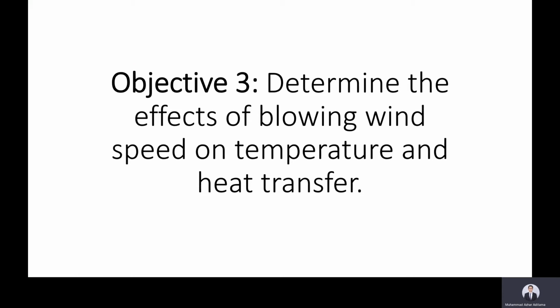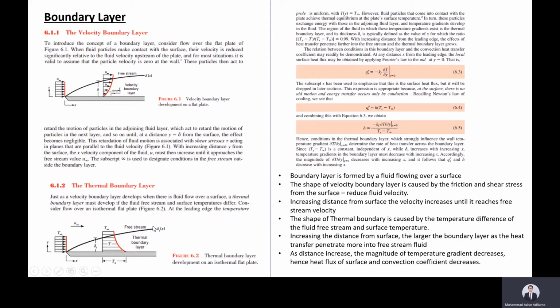The last objective is to determine the effects of blowing wind speed on the temperature and heat transfer, and we can relate this to the boundary layer as well. So for the basic theory, we have two types of boundary layer, the velocity boundary layer and the thermal boundary layer. Both of these boundary layers are formed by a fluid flowing over the surface.